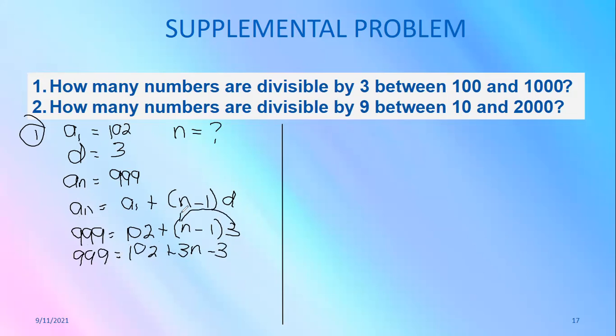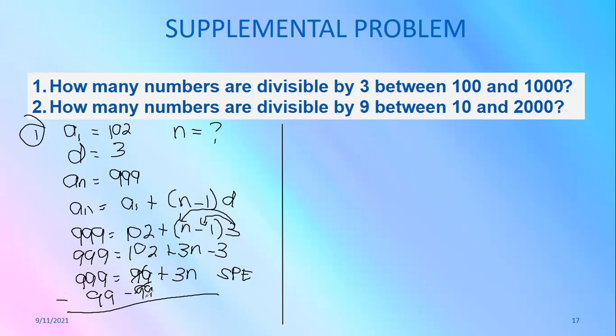So by using distributive property of multiplication over subtraction, okay, so this will become 999, which is equal to 102 minus 3, that's 99, plus 3n. Okay, so to determine the value of n, we just need to subtract 99 to both sides of your equation using a subtraction property of equality. Huwag kakalimutan yan.